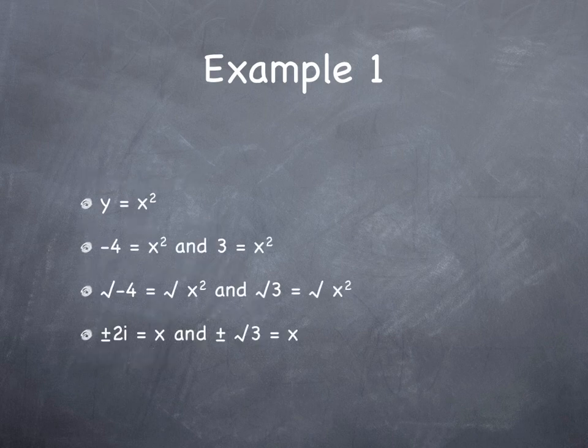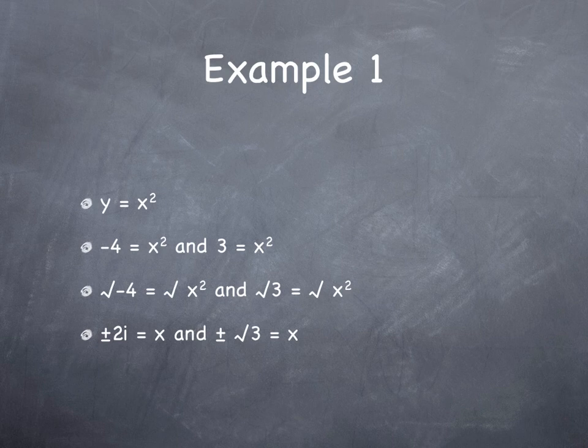So now you have your y values. All that is now needed is x values, and those can be found by plugging in the y values and solving for x. So the best equation to do that is y equals x squared. So then we get negative 4 equals x squared and 3 equals x squared. So then you must take the square root of both sides, so the square root of negative 4 equals the square root of x squared, and the square root of 3 equals the square root of x squared.